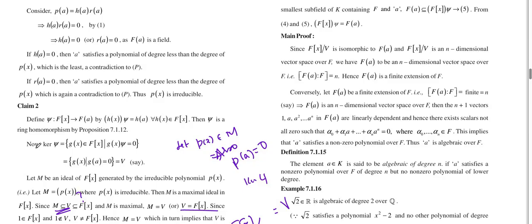As such, for the proof of the theorem, depending on the time available, you can give the detailed proof of those two results. Otherwise, they must definitely be stated. So we have the definition: an element A in K is said to be algebraic of degree n if it satisfies a non-zero polynomial over F of degree n, but no non-zero polynomial of lower degree.